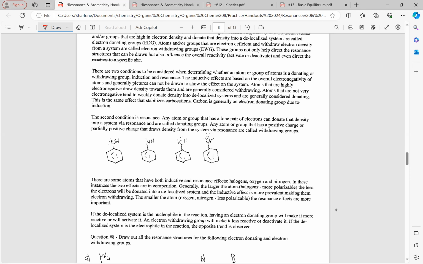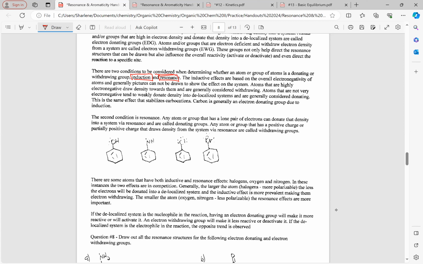All right, there's two conditions to be considered when determining whether an atom or a group of atoms is donating or withdrawing. Oh, look, induction and resonance are two friends from the past. So one of the big reasons we talked about this in the acid-base chapter is to get a feel for what induction and resonance is. And then we're going to use it now to talk about reactivity.